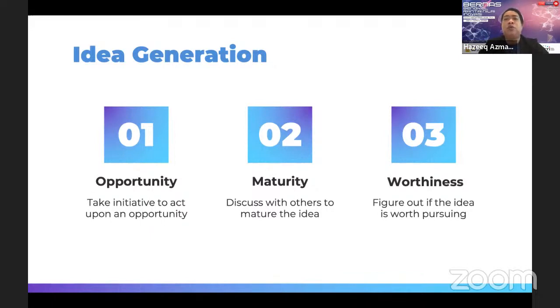And then number two, when you have one idea, discuss with others. Discuss with experts in the field. As a student, you may discuss with not just your supervisor; you can talk with different lecturers. Maybe they have a different perspective on your research. So let the idea mature. And then number three is worthiness. With that idea, you have to figure out if it is worth pursuing or not. Sometimes it sounds good but it is not practical, so you have to be sure whether it is worth exploring.